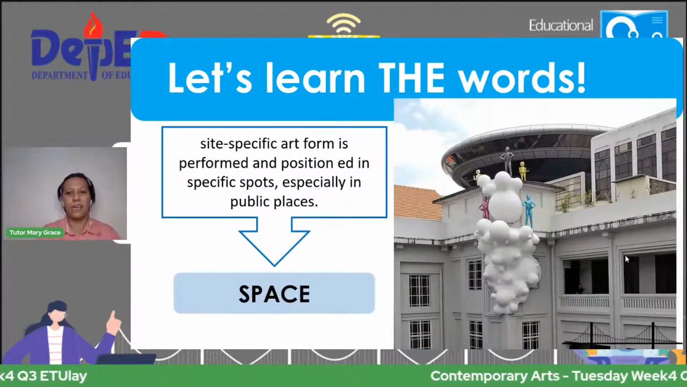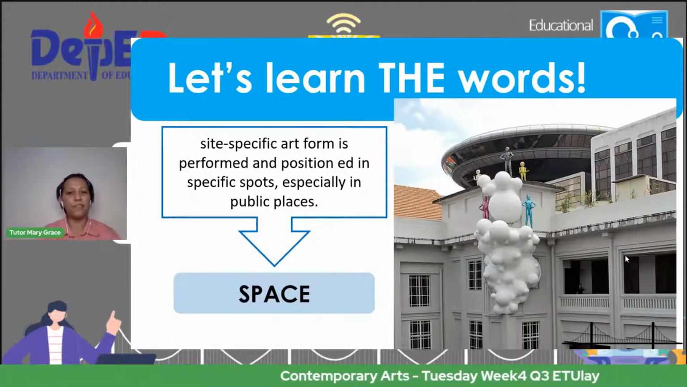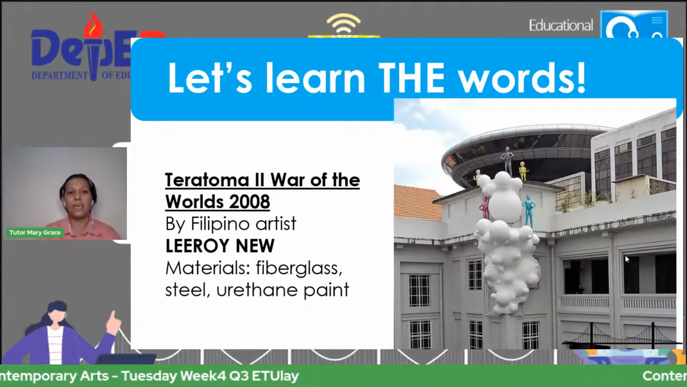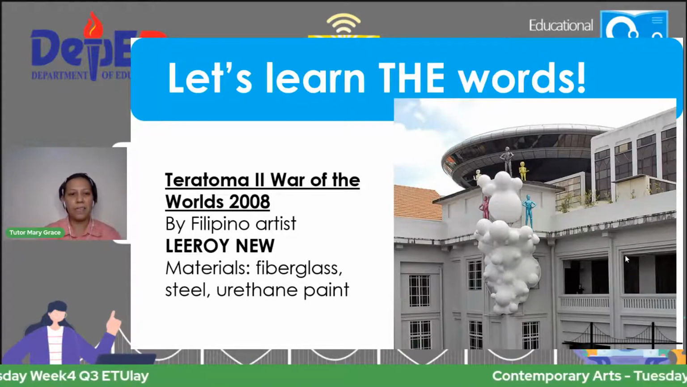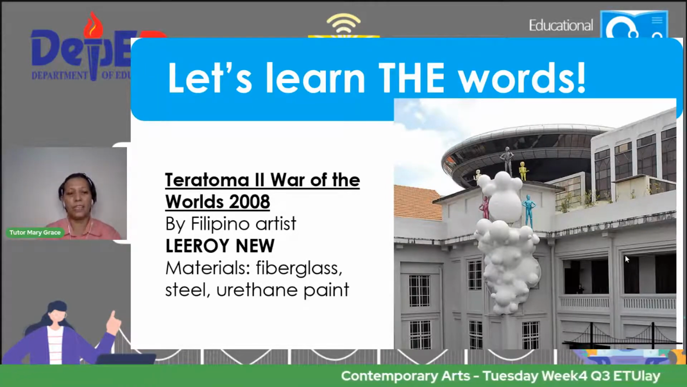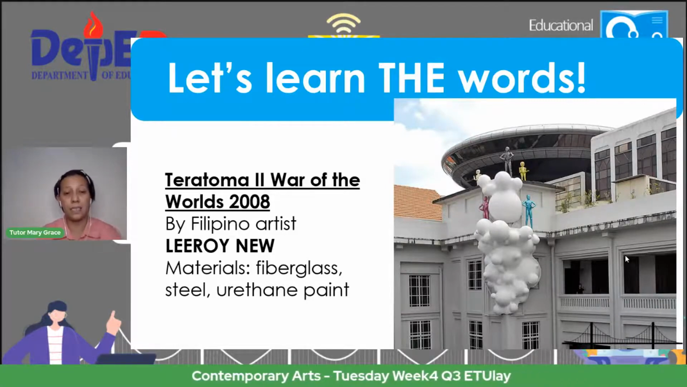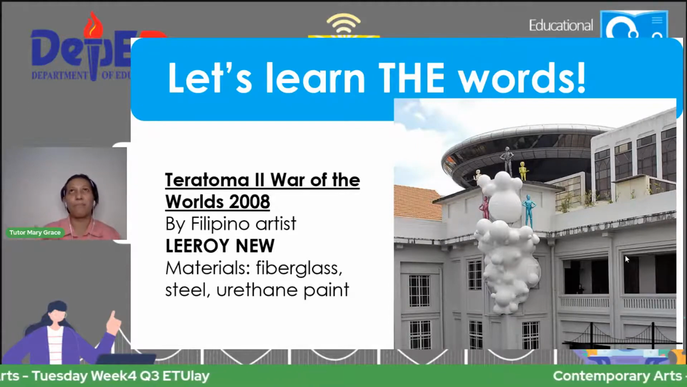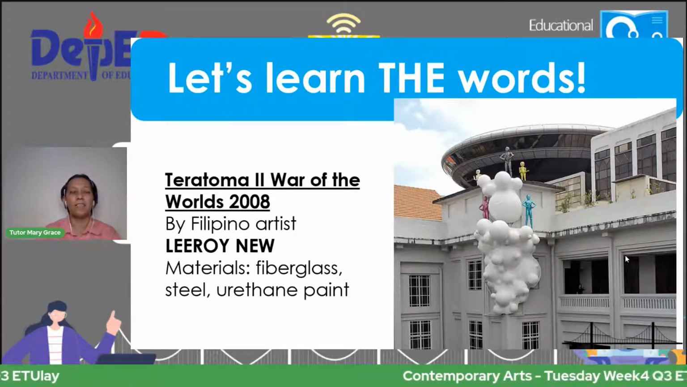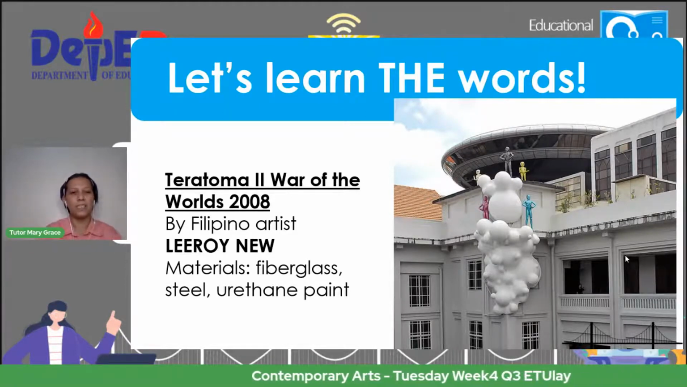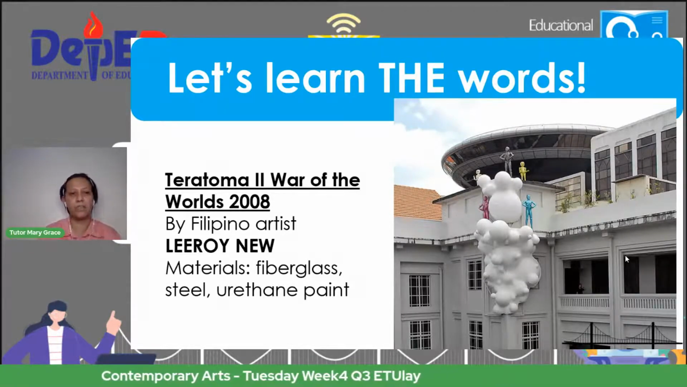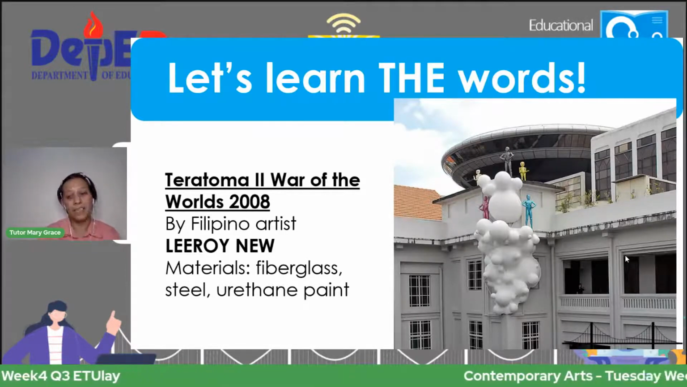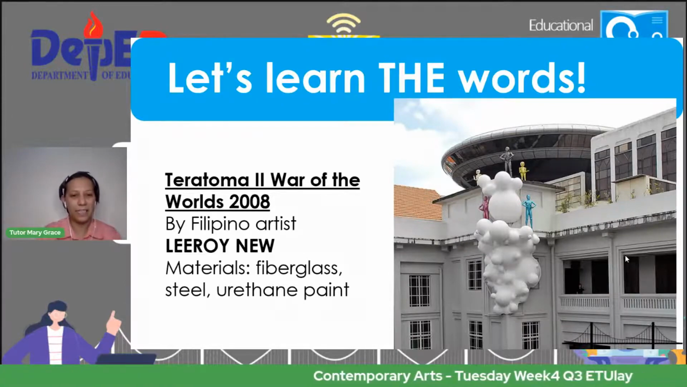Okay? So, here is a famous example from a Filipino artist. This is called Terra Toma 2, War of the Worlds, 2008, and it is an art piece by Leeroy New. Ito ay gumamit ng materials like fiberglass, steel, and urethane paint. So, there you go. Para itong reference to Sentai Heroes, if I'm not mistaken, nung ginawa niya ito. But then, the title is Terra Toma 2, War of the Worlds 2008. And pinresent din ito noong 2008 sa Biennial Art Exhibit.